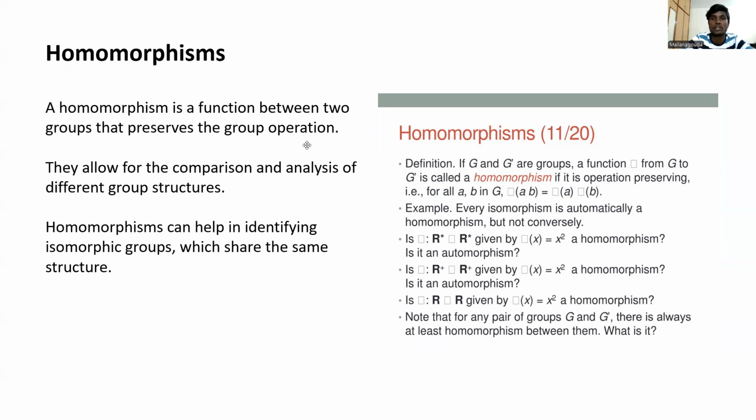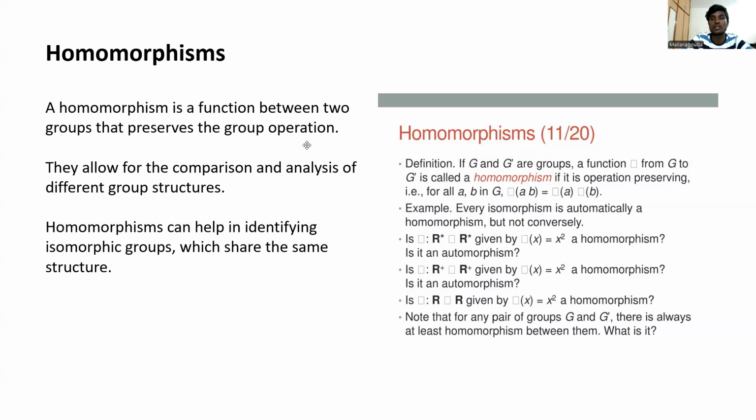Homomorphisms. Definition: if G and G' are groups, a function from G to G' is called a homomorphism if it is operation preserving, so that for all a, b in G, f(ab) is equal to f(a)f(b). Example: every isomorphism is automatically a homomorphism, but not conversely.